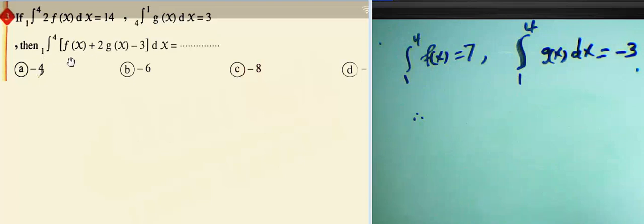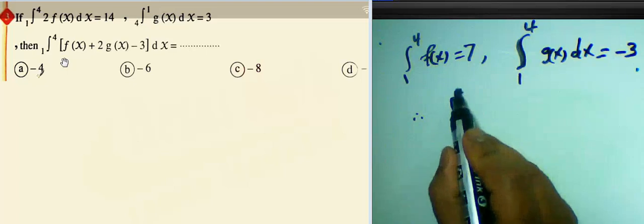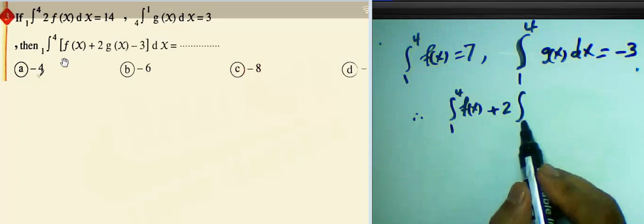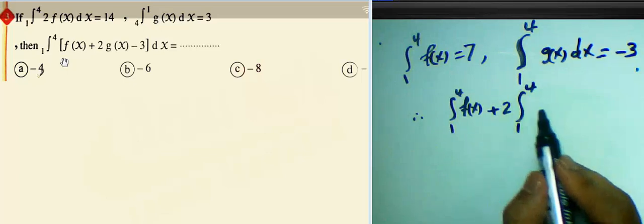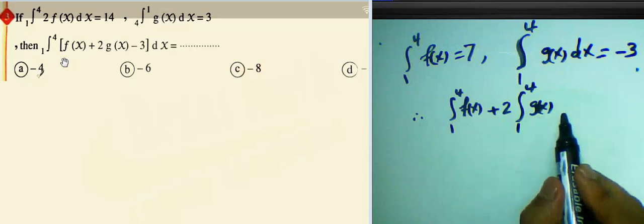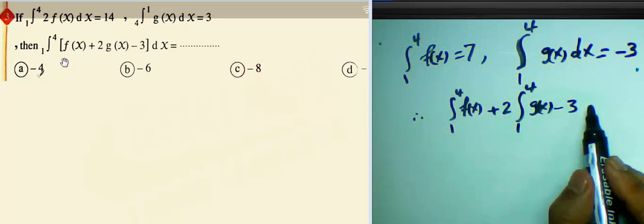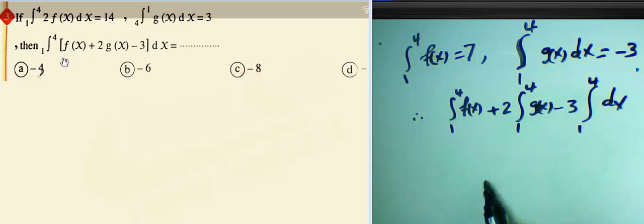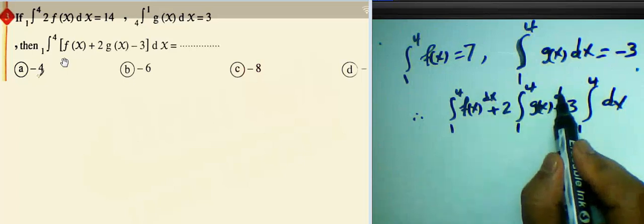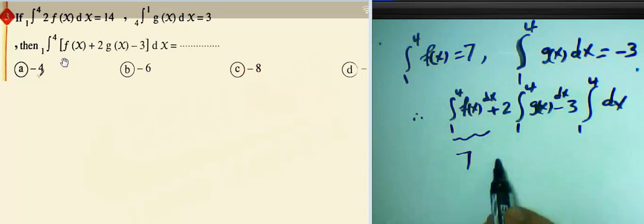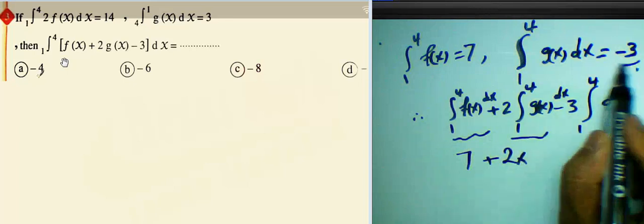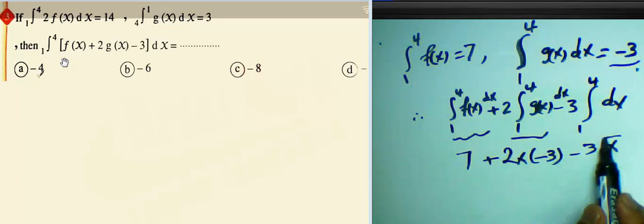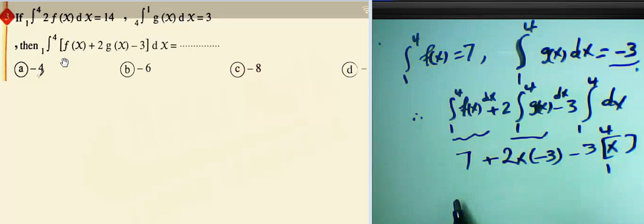First using the distributive properties of integration. Right, integration from 1 to 4 of f of x plus 2 multiplied by integration from 1 to 4 of g of x, subtract 3 multiplied by integration from 1 to 4 of dx. The result here is 7 plus 2 multiplied by the result here, which will be negative 3, subtract 3 times x from 1 to 4.